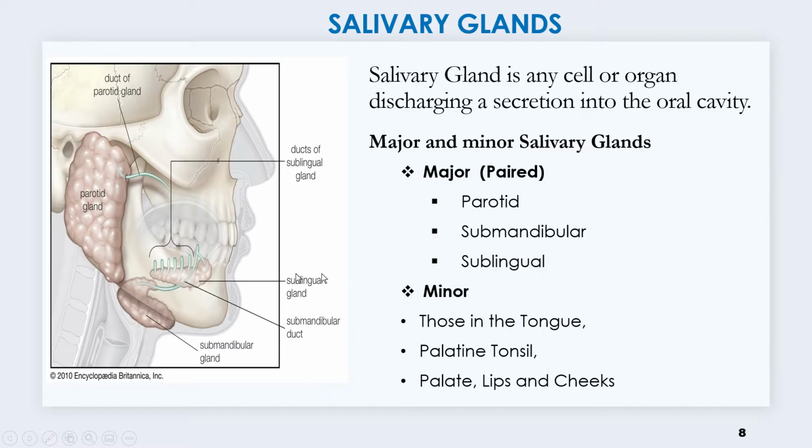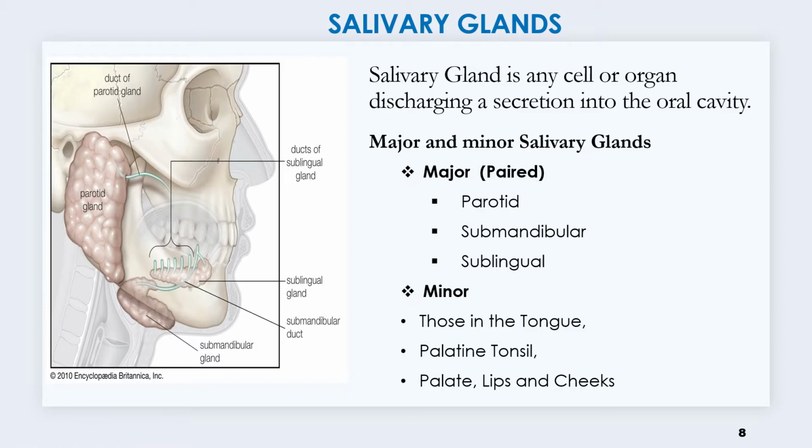And then we have the sublingual gland. As the name indicates, lingual means tongue, so sublingual means below the tongue. So this is the sublingual gland, and you can see these are the ducts that are coming from the parotid gland and from the submandibular gland, right? And the small sublingual ducts are also releasing their content into the oral cavity. These are the major glands, that is parotid, submandibular, and sublingual.